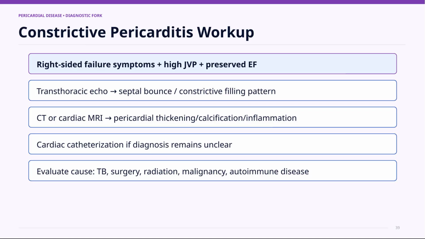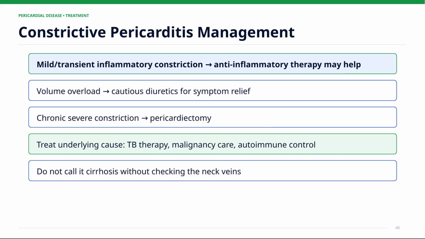Workup sequence. Right-sided failure symptoms, high JVP, preserved EF. That's your trigger. Transthoracic echo looks for septal bounce or a constrictive filling pattern. CT or cardiac MRI checks for pericardial thickening, calcification, or inflammation. Cardiac catheterization comes in if the diagnosis is still unclear. And always evaluate for the cause: TB, prior surgery, radiation, malignancy, or autoimmune disease.